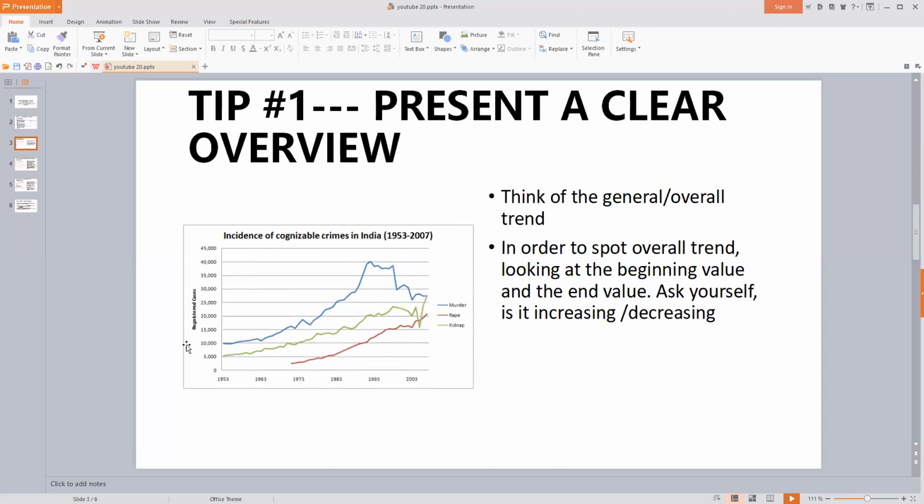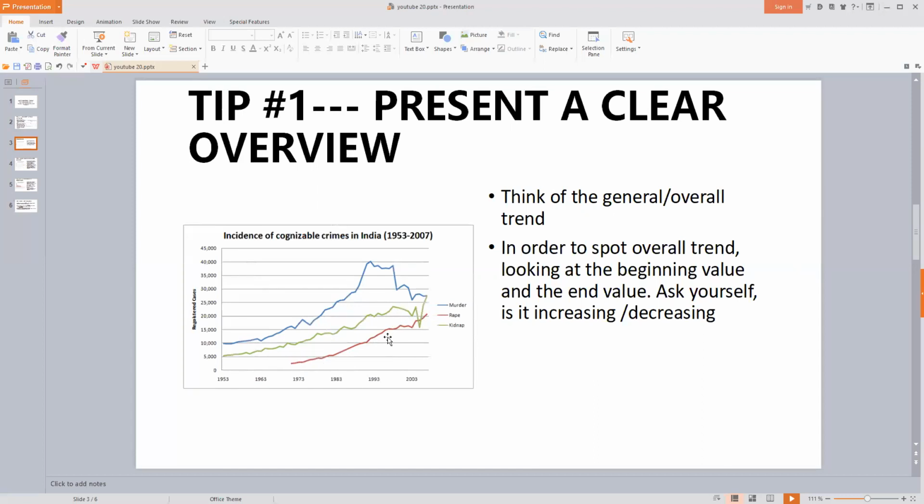So as you can see, for example, if we look at the red line, which represents the number of registered cases of rape, you can see it started here, and it was less than 5,000 cases, but by the end of the period, it was around 20,000 cases. So obviously, from roughly 5,000 to 20,000, it's an overall increase. Okay, so that's what you have to do for your line graphs.